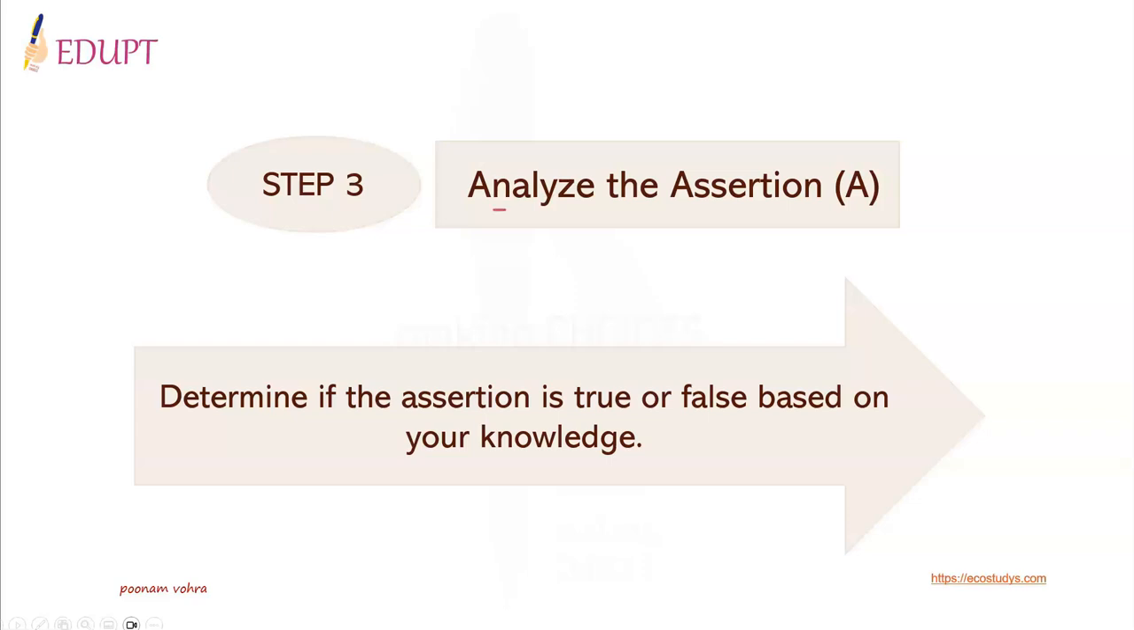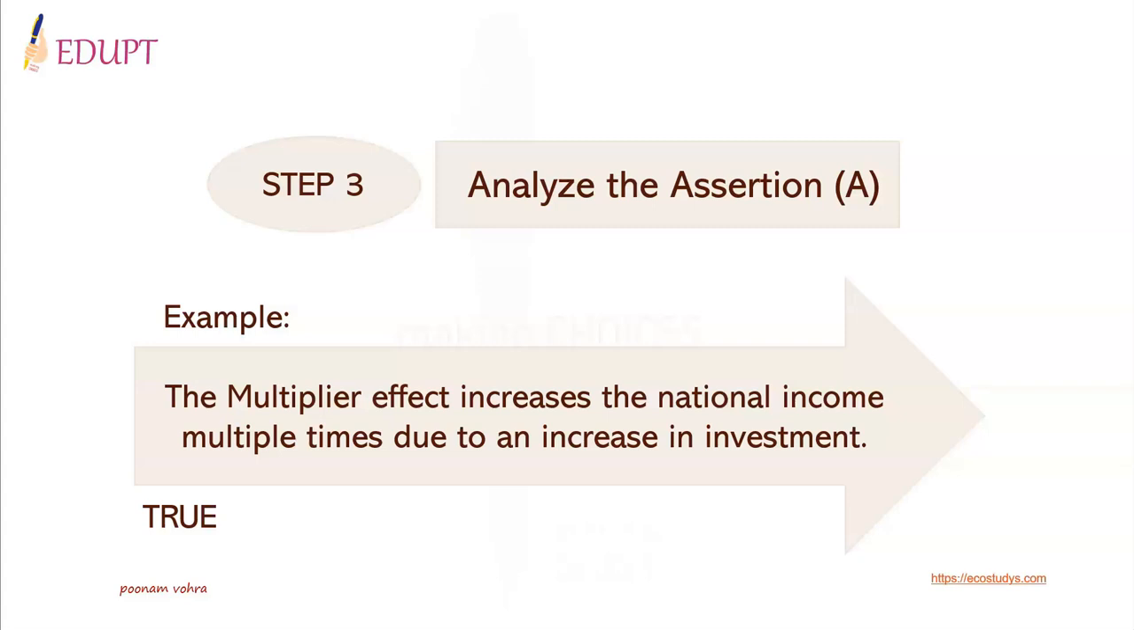Step 3. Analyze the assertion. Determine if the assertion is true or false based on your knowledge. Check if it aligns with the concepts that you have studied. Continuing with step 3, the example given is that the multiplier effect increases the national income multiple times due to an increase in investment. Ask yourself, is this true? Does it match with the concept you have studied? Yes, it's true, because it matches the concept of investment multiplier.